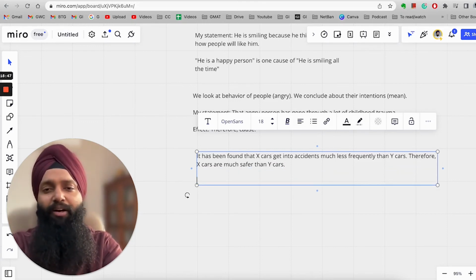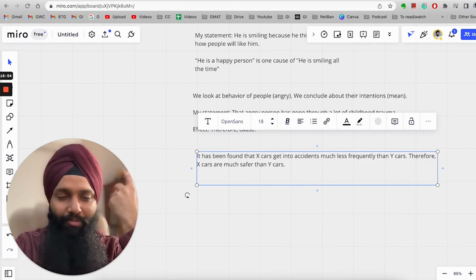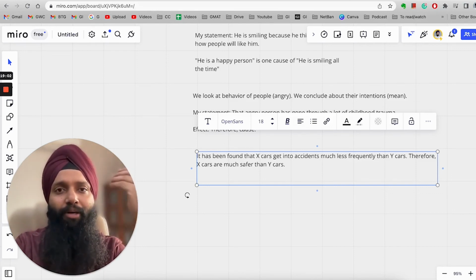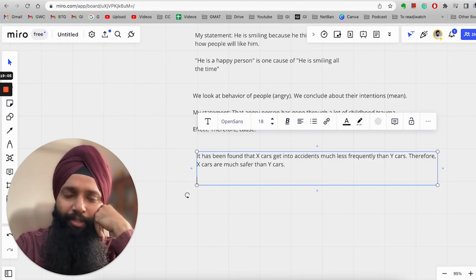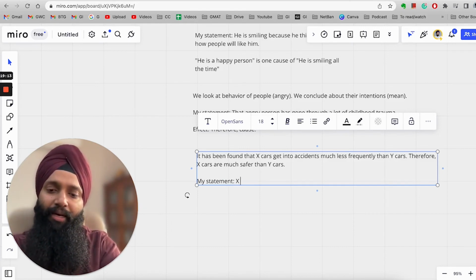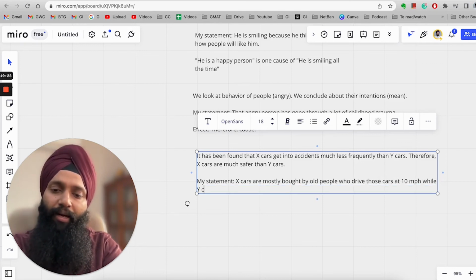You may read this argument and think, yeah, of course, that's how we define safety, right? Whatever car is getting into accidents fewer times, that's a safer car. That's how we define safety. So you may think it's common sense, coming out from the definition of how safety is defined. But let's say I come and say that X cars are mostly bought by old people who drive those cars at 10 miles per hour, while Y cars are mostly bought by young people who drive those cars at 100 miles per hour.